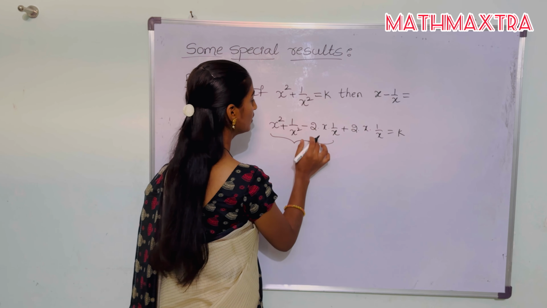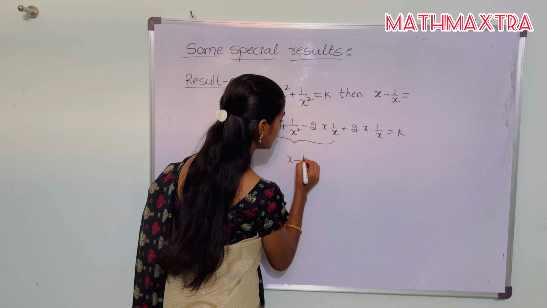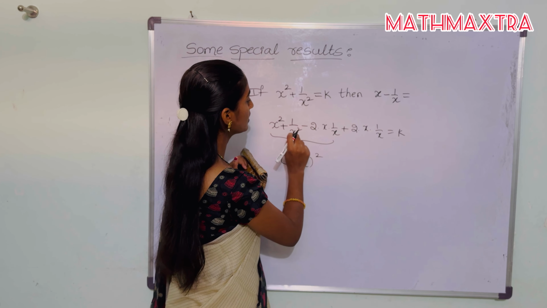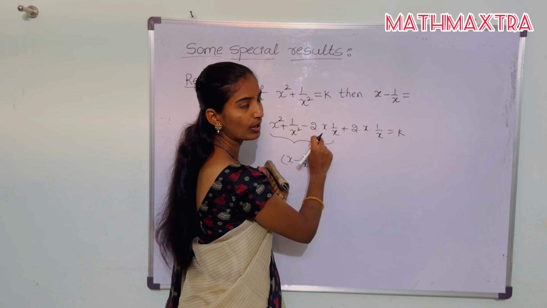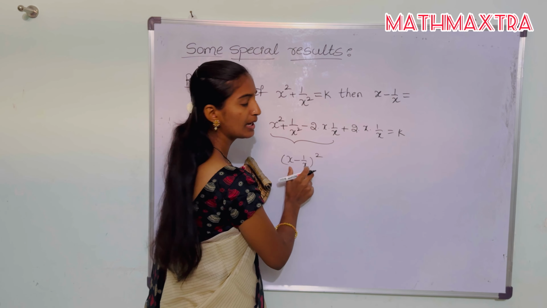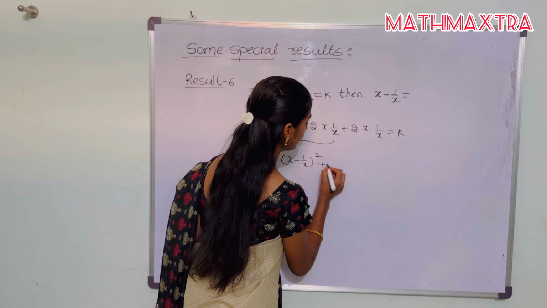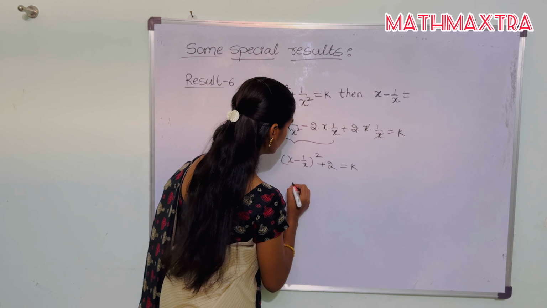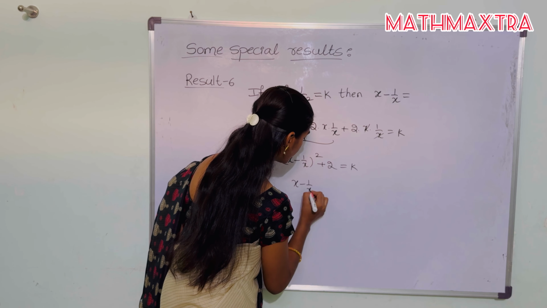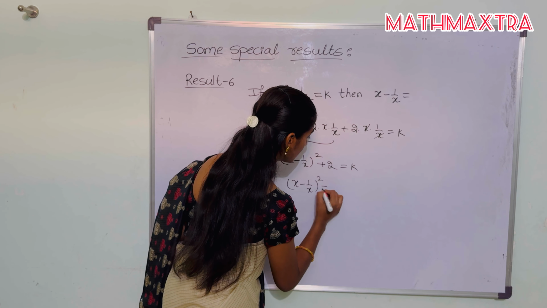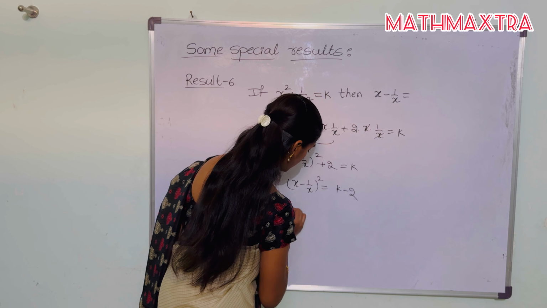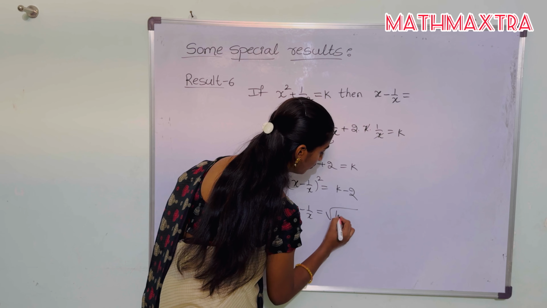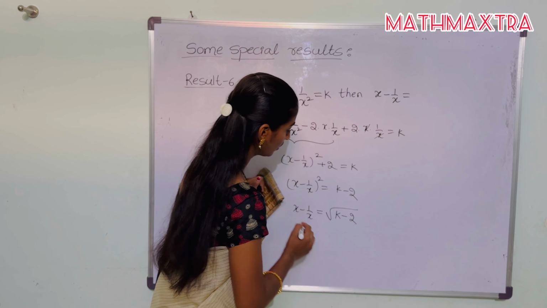So from this we can write x minus 1 by x, a minus b whole square. A square plus b square minus 2ab, right? So from this we can write a minus b whole square form, and plus 2, x gets cancelled, is equal to k. Which is nothing but x minus 1 by x whole square is equal to k minus 2, which is x minus 1 by x is equal to under root of k minus 2.